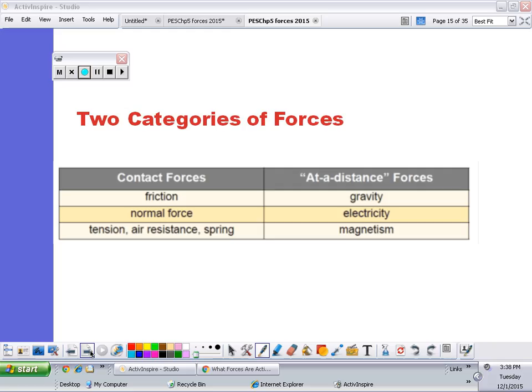This is where we could watch the video on forces at a distance now.